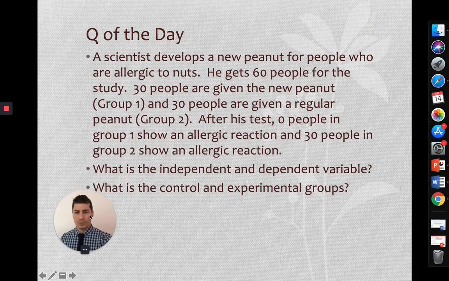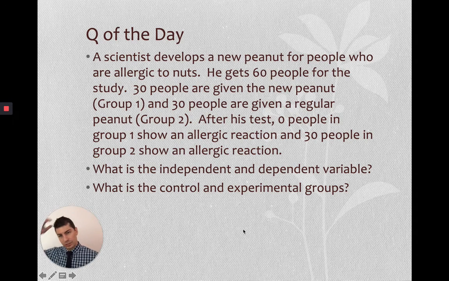Okay, so let's do two more examples, guys, of independent and dependent variables, just so we know what's going on here and we feel comfortable with them, because your assignment today, you'll have to do a little bit of this. A scientist develops a new peanut for people who are allergic to nuts. He gets 60 people for the study. 30 people are given a new peanut. 30 people are given a regular peanut. After his test, 0 people in group 1 show an allergic reaction. So that was with the new nut. And then 30 people with the regular peanuts show an allergic reaction.